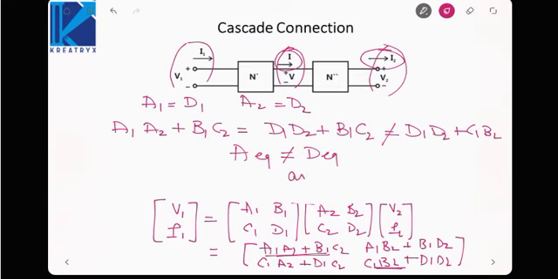So it is asymmetrical, which means it is not necessary that a cascading of two symmetrical networks will yield another symmetrical network. The network may be asymmetrical. Okay. So remember this concept: whenever you connect two systems in cascade, you have to multiply their ABCD parameters.